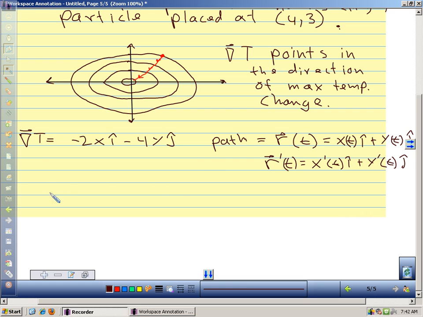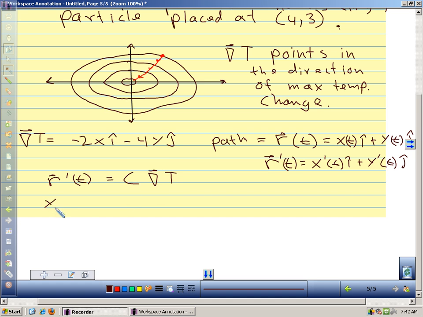So del T, I'm going to say r prime of t is some constant times del T. They're going to be scalar multiples of each other. And this will give us our equation so we can find our path. So we're just going to write these expressions for these two out and equate components.